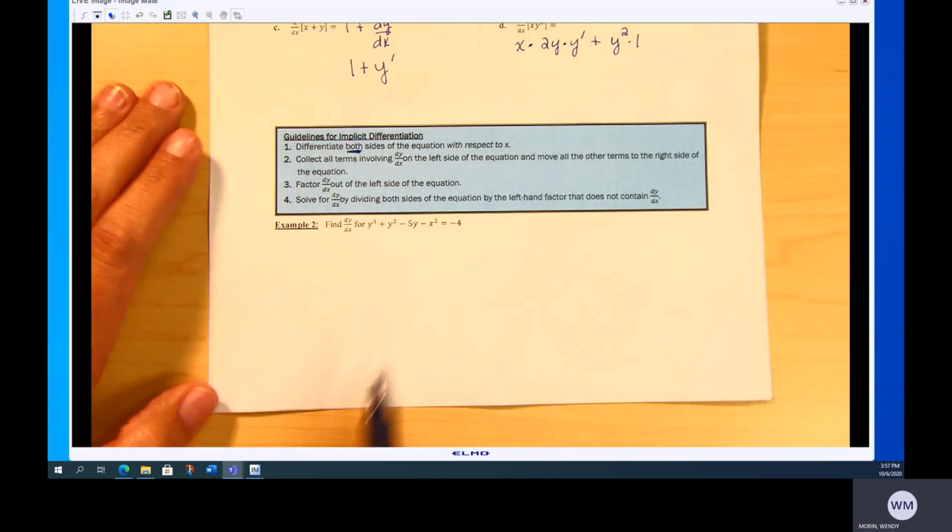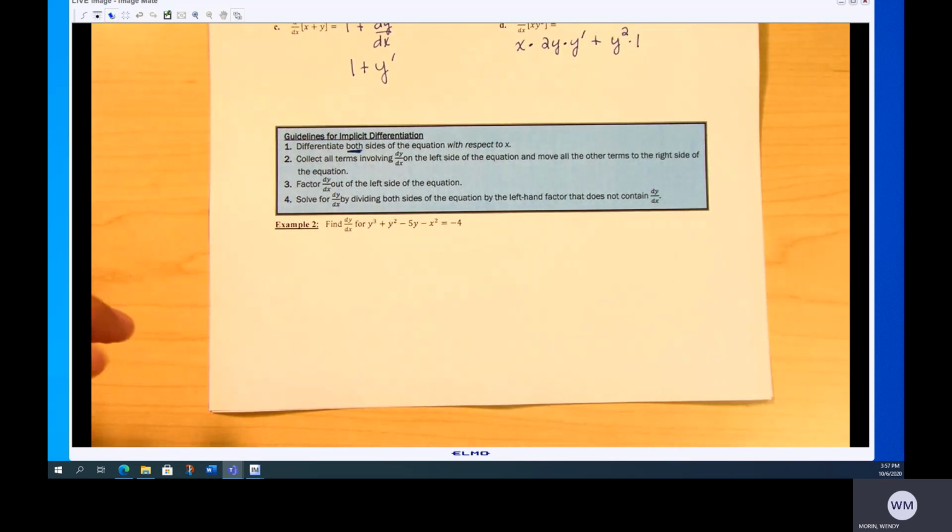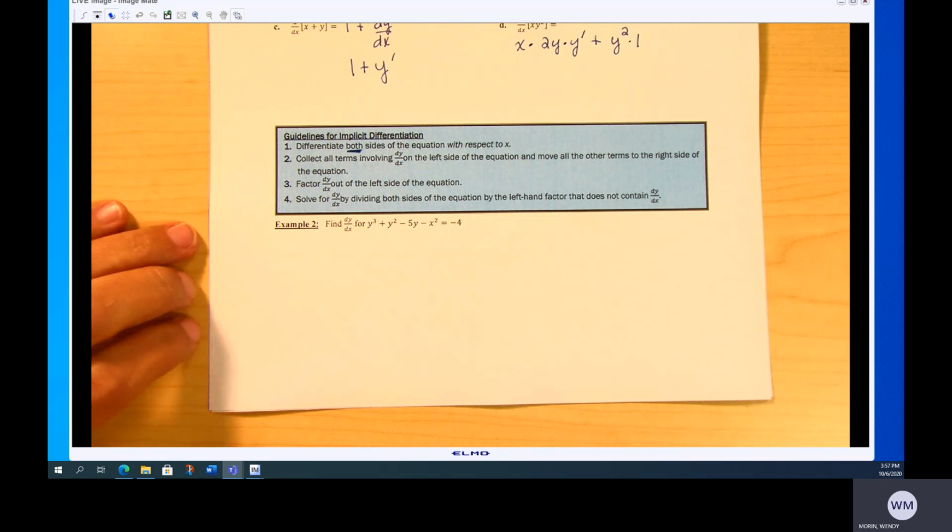All right, so let's go ahead and try it. If you want to go ahead and pause your video, go ahead and practice taking the derivative implicitly.